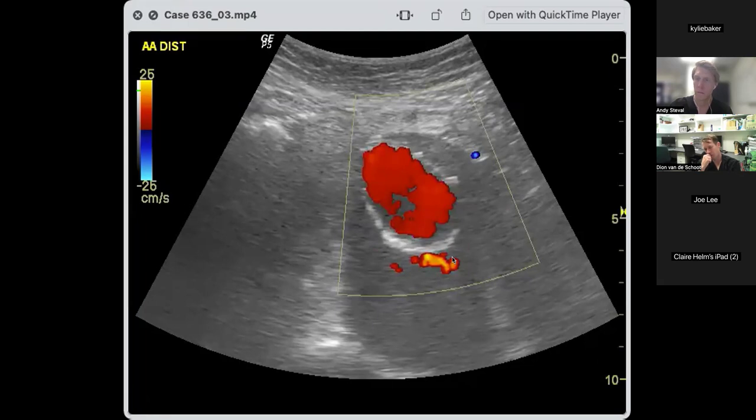Predominantly, that's going to be flash artifact. You can put spectral Doppler on it to say, does this look like a true trace in terms of flow, or does it just look like flash or background noise? And then try and come in from a different angle.